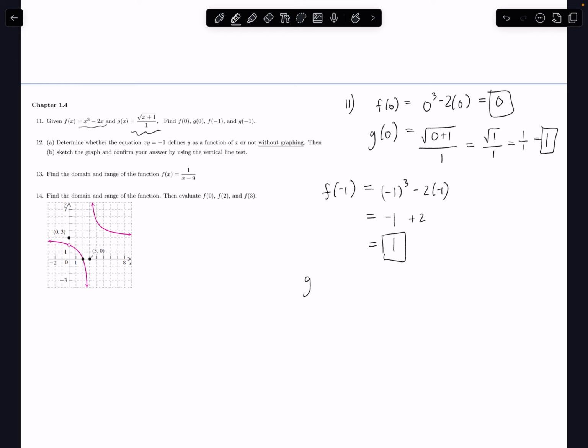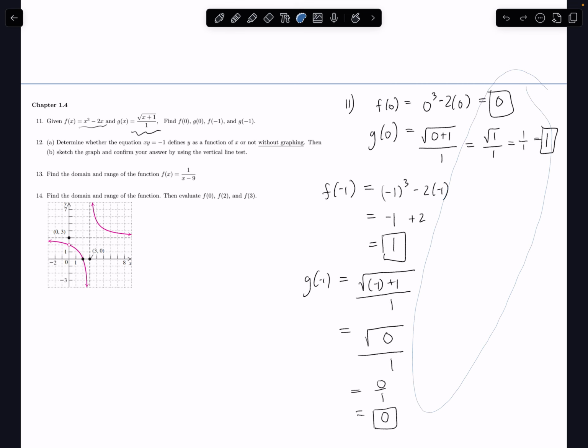Now for g of negative 1. What does g do? It takes the square root of whatever you input, plus 1, and the bottom divide by 1. I don't know why it even says divide by 1. It's not even changing anything. Okay, anyway, don't go horizontal. Negative 1 plus 1 is 0, so I got the square root of 0 on the top, divided by 1. Square root of 0 is just 0. That's 0 over 1, which is just 0. So g of negative 1 is 0. Okay, easy.